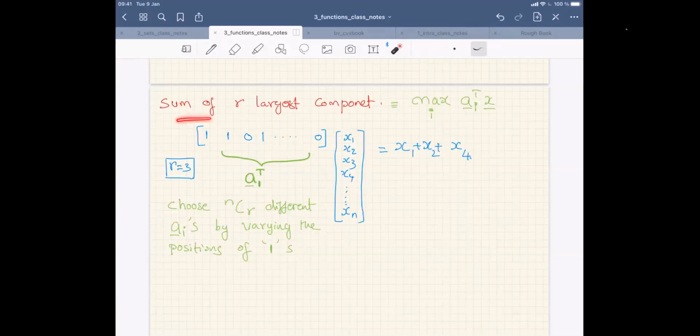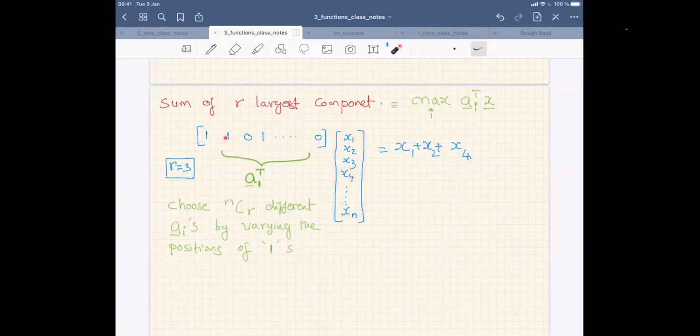Okay, so how can we say whether this function is convex or not? So here is the trick. We can write this in terms of a maximum function. Let this be the vector x1 to xn. Let's take one particular vector a1 transpose, which has this form: 1 1 0 1, everything else is 0. I am explaining with a simple case where r equals 3, so I put 3 ones here, and all others are 0. What happens when you multiply this together? It will be x1 plus x2 plus x4.